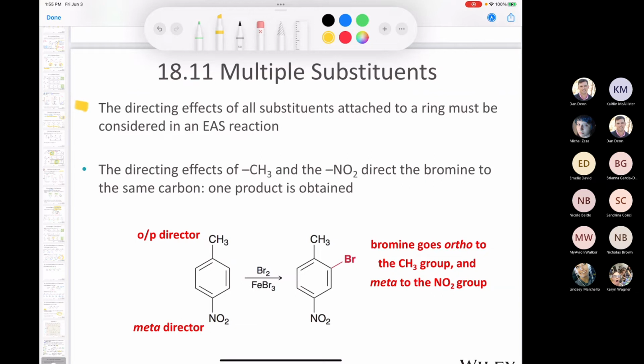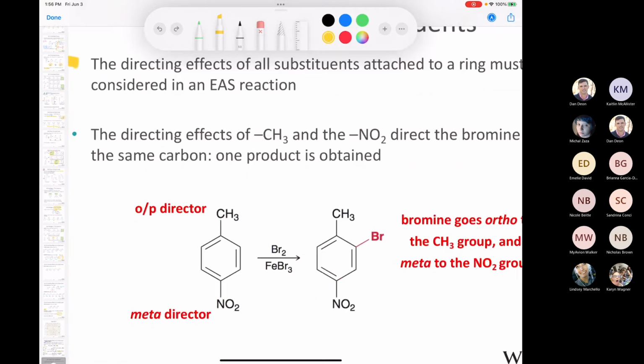Say, well, what effect will this have? What effect will that have? In this molecule, we have a methyl group, which we know is an ortho para director, and it's electron donating. It's an activator. And then we have a nitro group, which is meta directing, and it's a deactivator. But anyhow, the directing effects of the methyl and the nitro guarantee that we're only going to get one product. Let's think about this very carefully.